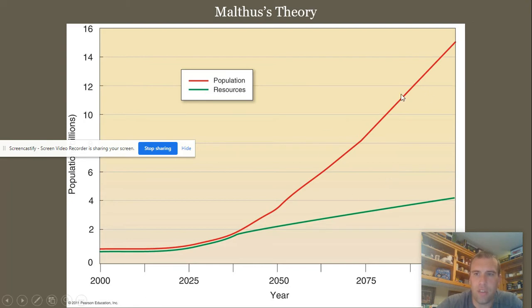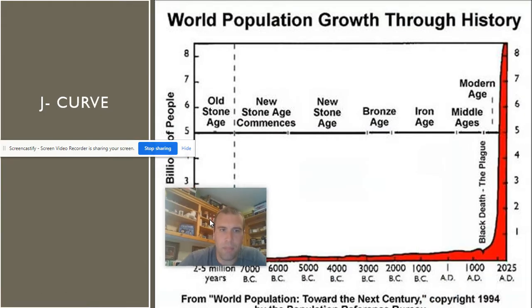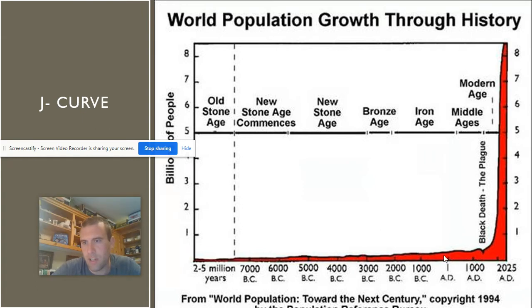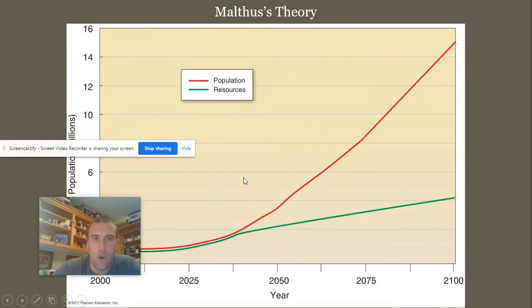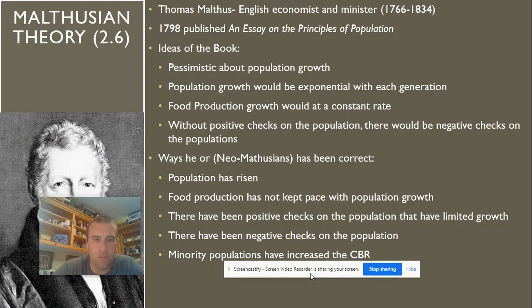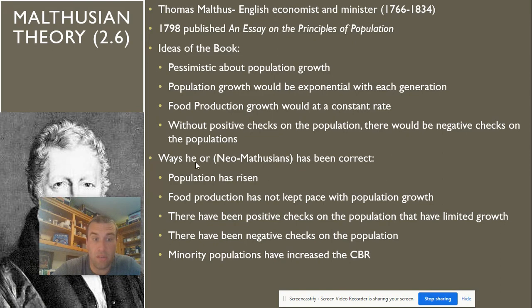And so Malthus has this theory for a period of time. If you look at the population, here's that J curve in action: until 1800, almost no population growth whatsoever, and then it takes off big time. And Malthus has been shown to be right on a couple levels. Post his writing his beliefs, population has still continued to grow. Food production has not kept pace with population growth. There have been some positive checks that have limited growth, and there have been some negative checks. And he also sees that minority populations still have higher birth rates, which neo-Malthusians, people that have held Malthus's ideas since, will look at.